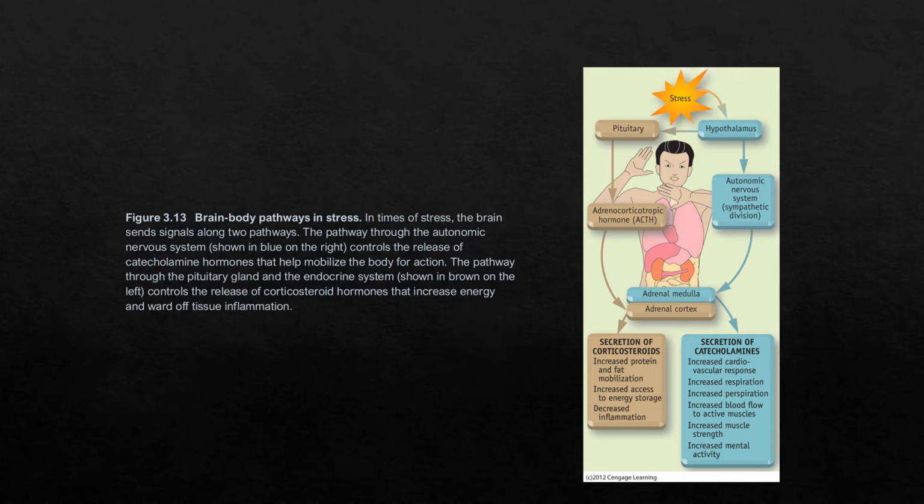So when you see here in this image, figure 3.13, you can see that there are signals, like we just talked about, that are traveling along two pathways. The pathway through the autonomic nervous system, shown in blue, controls the release of the catecholamine hormones that mobilize the body for action. And then the pathway through the pituitary gland and the endocrine system, on the left, controls the release of the corticosteroid hormones that increase energy and ward off tissue inflammation. So these are natural responses, but if we are experiencing chronic stress or frequent acute stress where we don't have that chance for our body to get back to that balanced state, then lots of different body systems can be affected.